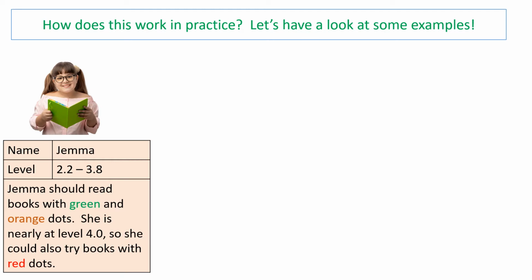The first person we're going to look at is Gemma, and Gemma has a reading level of 2.2 to 3.8. And that means she should be reading green and orange books. Now, she's nearly at level 4, so she could also try books with red dots. We don't mind you reading books which are above your level, as long as you're doing well in quizzes.